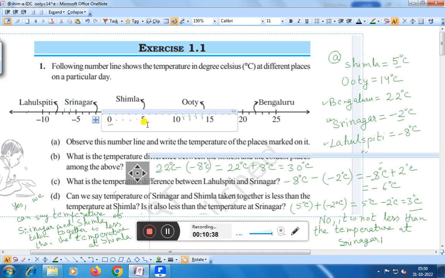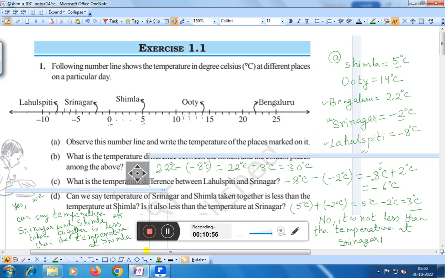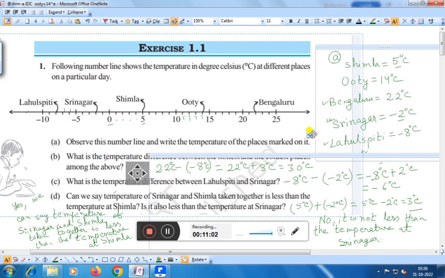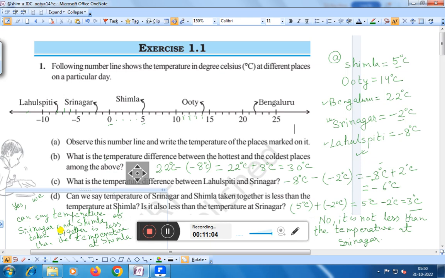Here you see, Simla is at 5 degrees centigrade. And this is Ooty. Ooty is at 14 degrees centigrade. And Bengaluru is at 22 degrees centigrade, and here Srinagar is at minus 2 degrees centigrade and Lahaul Spiti is at minus 8 degrees centigrade. Right, now the question is, what is the temperature difference between the hottest and coldest places among the above?